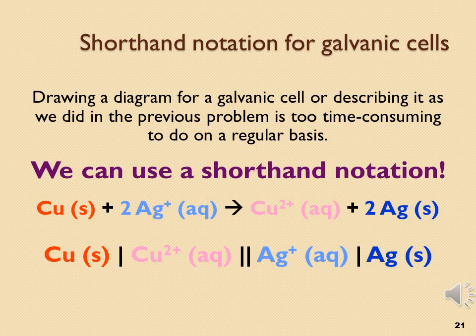We can put that in a shorthand to represent our galvanic cell as shown below, where we have the copper solid with a slash, copper ions, with a double slash, silver ions with a single slash, silver solid, whereby the single slashes refer to half cells, while the 2 slashes in the middle represent our salt bridge. So this is a representation of what takes place in a galvanic cell.